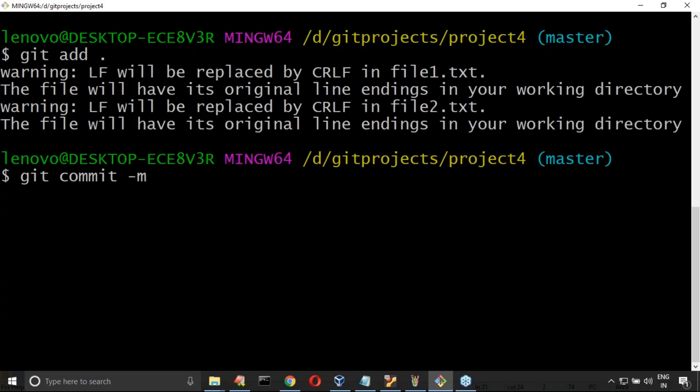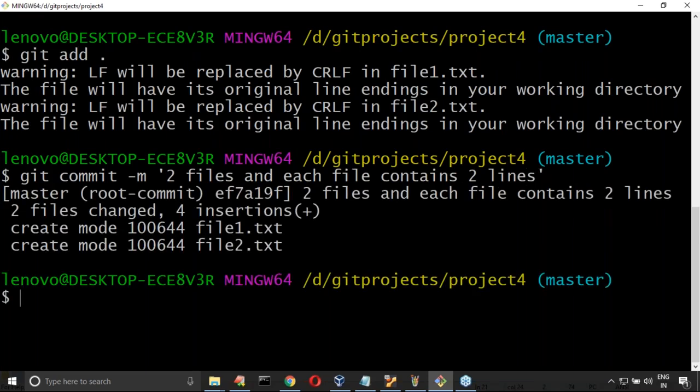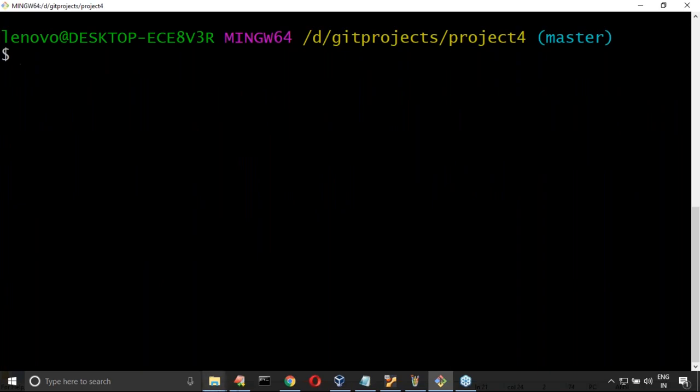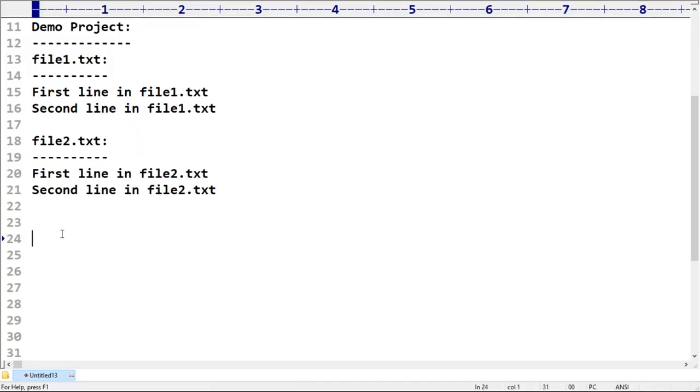Commit -m, two files, and each file contains two lines. That's all. Okay, committed. So first commit, have you observed, right?